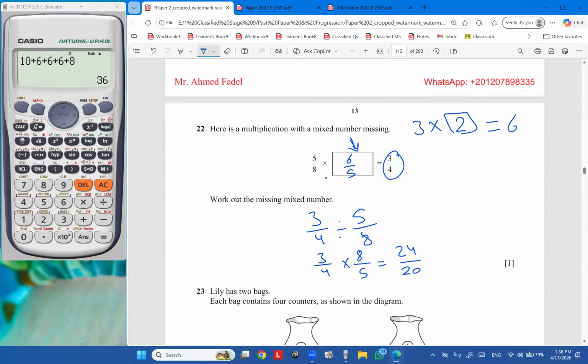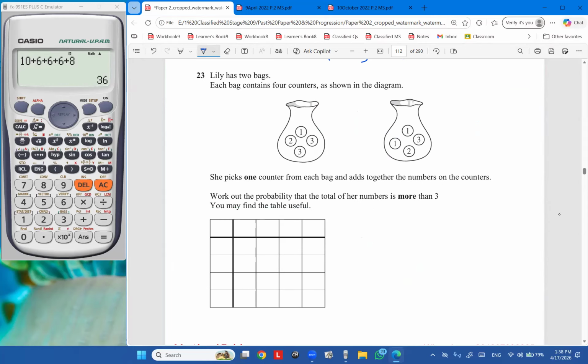Can we try this? Let's try it. 5 times 6 is going to give you 30. 8 times 5 is going to give you 40. The simplest form is 3 over 4. Correct, I got it right. So dividing 3/4 by 5 over 8 is going to give you the missing fraction.